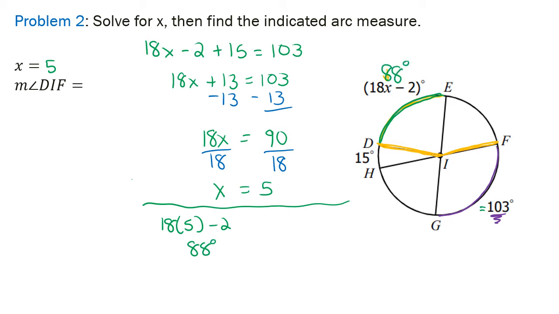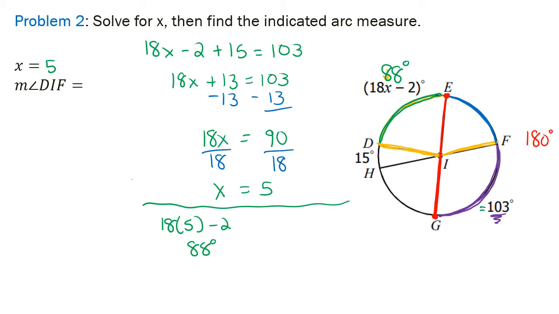Now we got to figure out what this is, arc EF. Well, there's a few ways to do it, but what jumps out at me is that this arc right here in purple is 103. And I can notice that EG is a diameter, which means from E all the way around to G is 180 degrees because it's a semicircle.